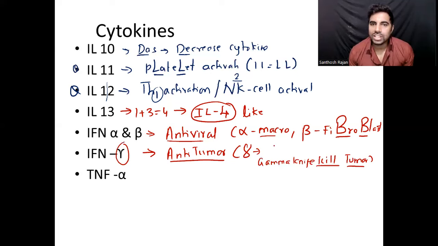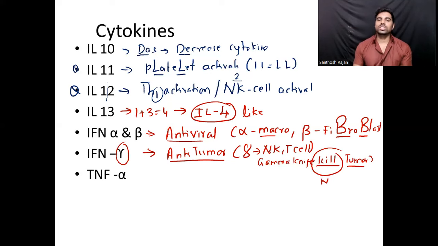It is sourced from natural killer cells and T cells. That's what I want to say. Killer again, natural killer cells. So the source is natural killer cells. You can have definite questions from these two sources. Okay. And TNF alpha, very tricky one.